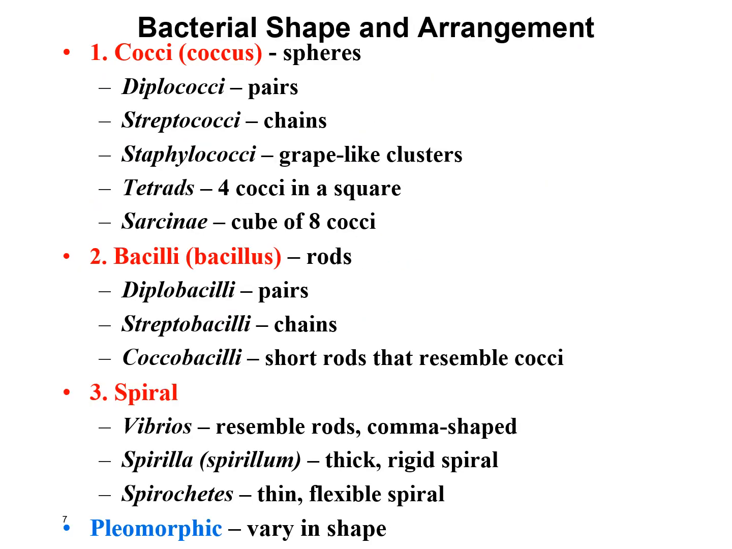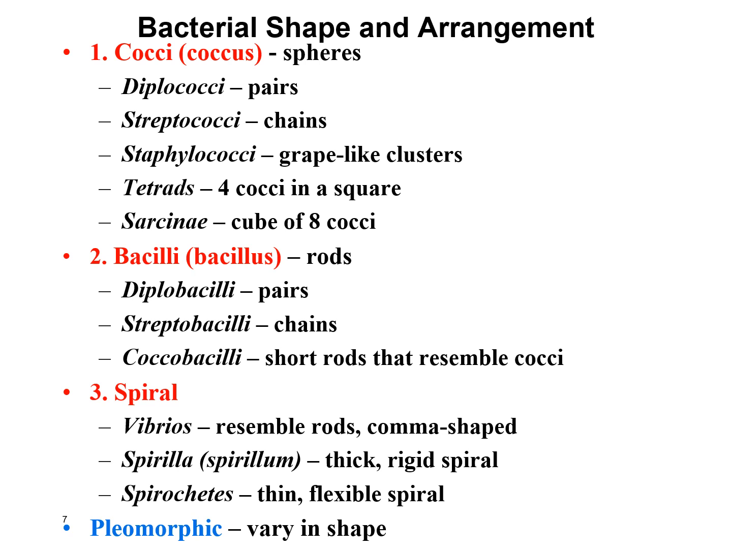Okay, so here's our bacterial shape and arrangement. So we've got our three basic shapes. We've got the cocci, bacilli, and spiral. And then at the bottom we have in blue pleomorphic, which just means that we do have some bacteria that will vary in shape, and that's because they don't have a cell wall, so they can change shape depending on their environment. But most bacteria do have a cell wall, and so they will be one of these three basic shapes. The arrangement is just talking about that when bacteria divide, sometimes the cells remain stuck together.